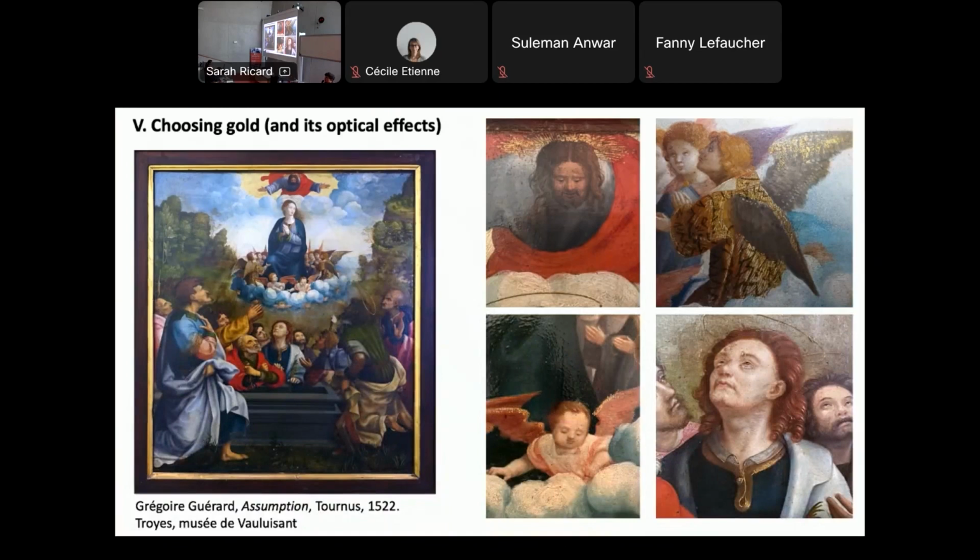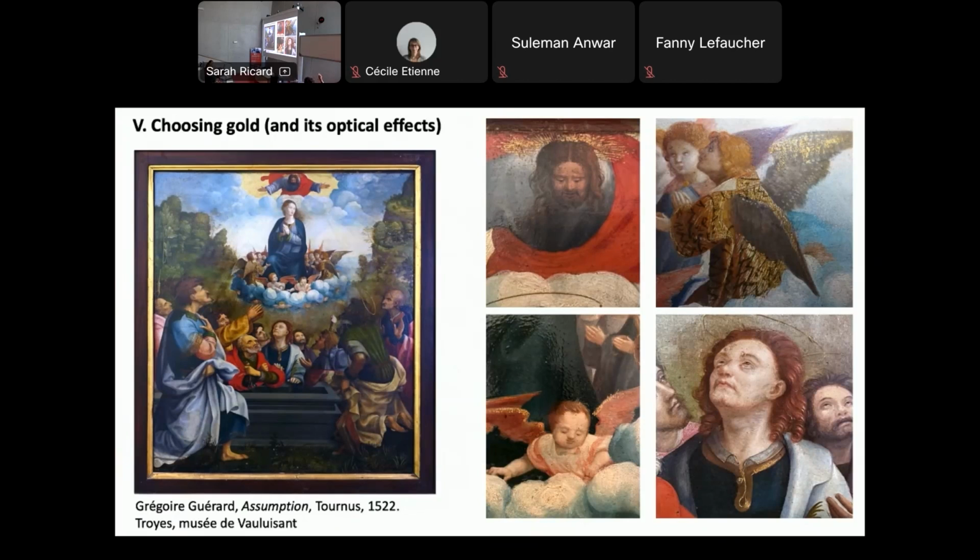And finally, the question that appears is how painters also chose, and why did they choose to use gold when they could actually imitate it. An interesting example here is this Assumption by Victor Guerard, where you have gold that is used on top of other imitation of gold throughout the paint. And gold is used for very specific parts of the composition that actually translate the effects of divine light appearing on the top of the composition.